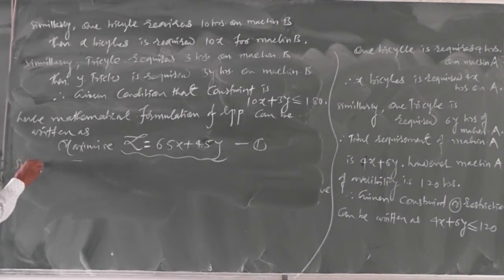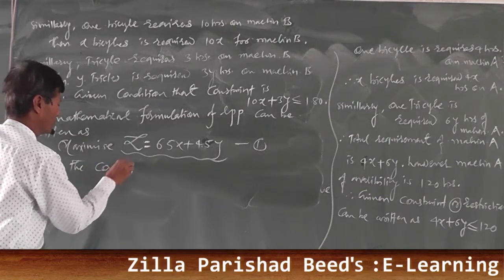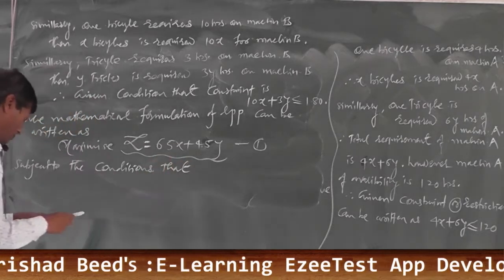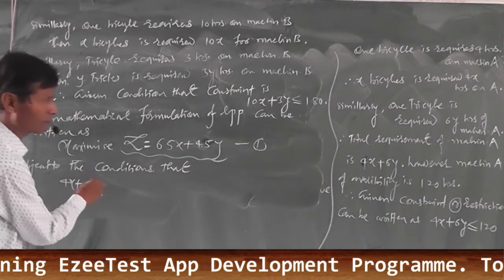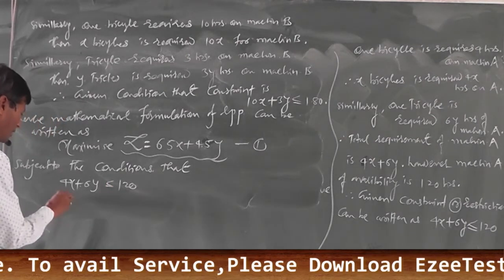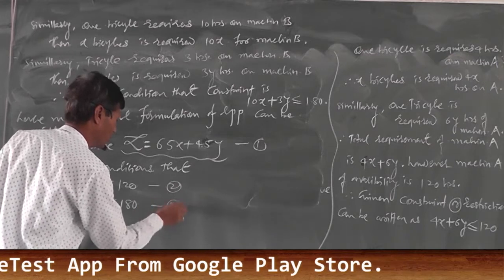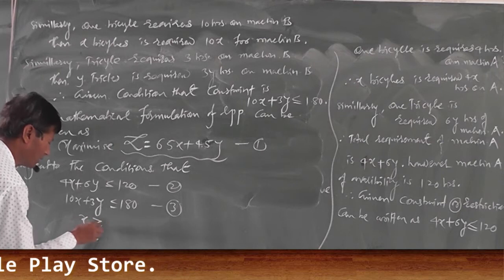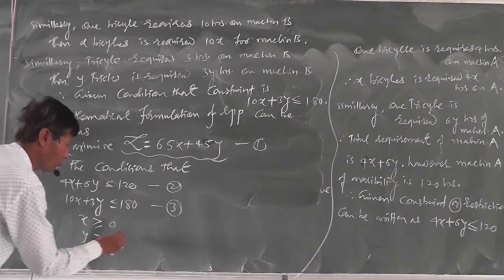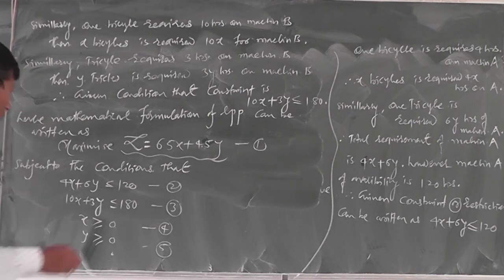Subject to the conditions that 4x plus 6y is less than or equal to 120, 10x plus 3y is less than or equal to 180, equation second, equation third, where x is greater than or equal to 0, y is greater than or equal to 0, here 4, 5. These are the equations. Then expression 1 is called objective function.